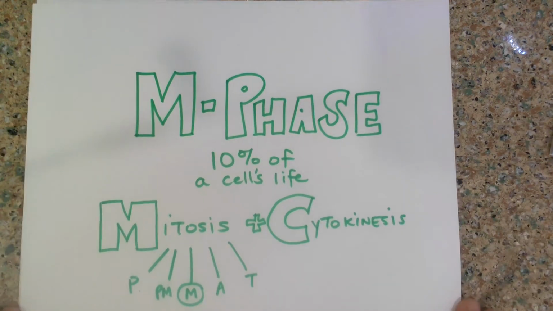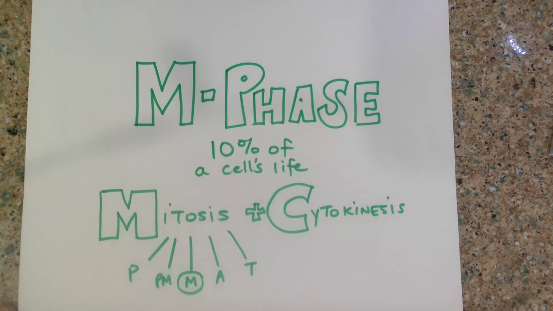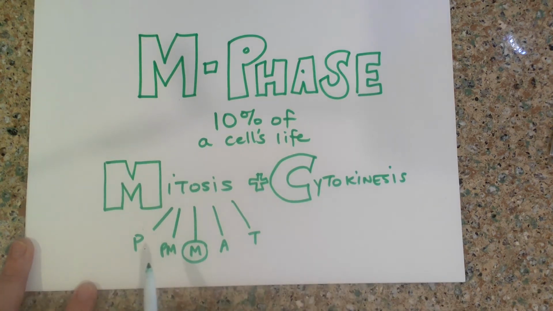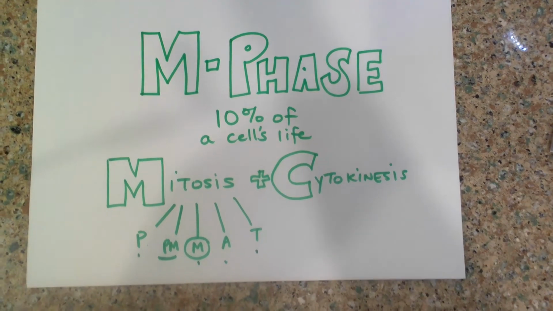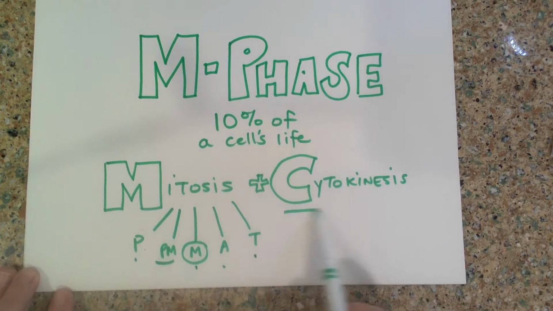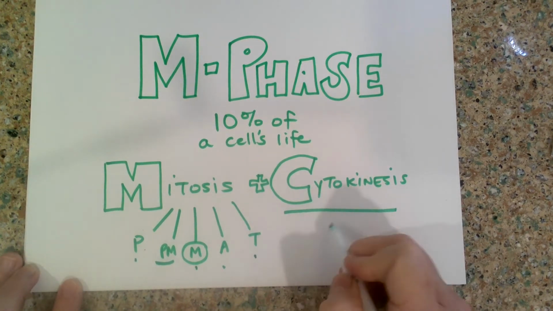Okay, so this video is going to be about the M phase, which is 10% of your cell's life, and it's actually composed of two main parts, mitosis and then cytokinesis. And mitosis has actually 5 stages. We have our prophase, prometaphase, which is an intermediary stage between prophase and metaphase. Then we're going to have anaphase, and then we'll have telophase. After that, we have cytokinesis, and cytokinesis is division of the cytoplasm.